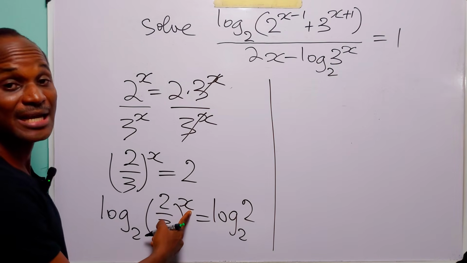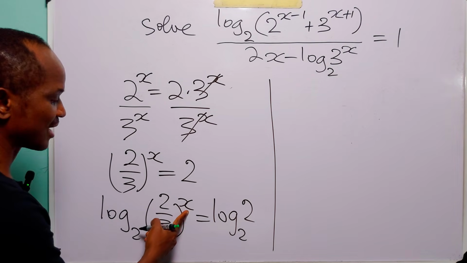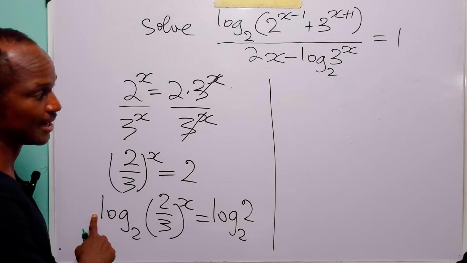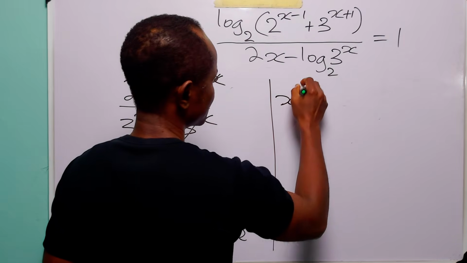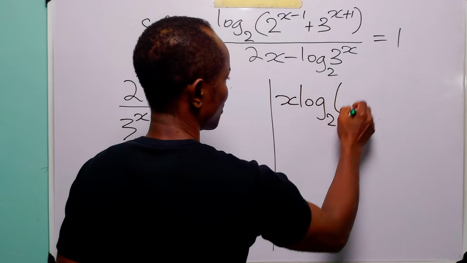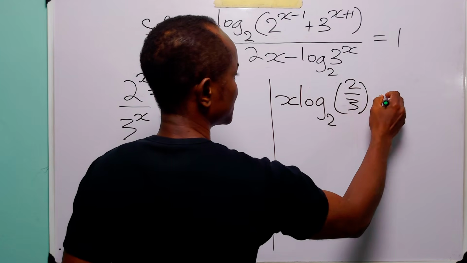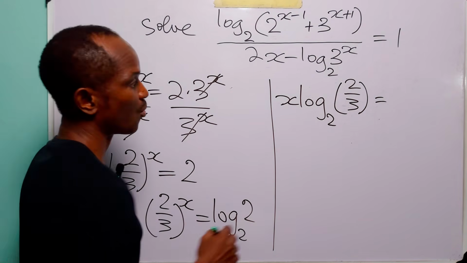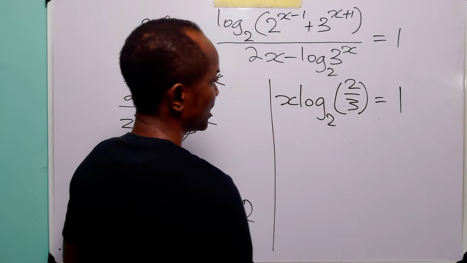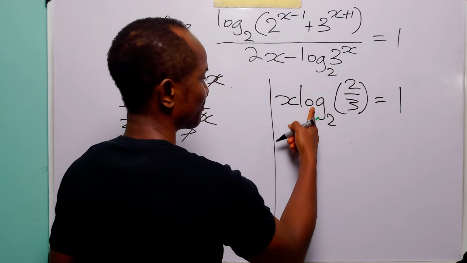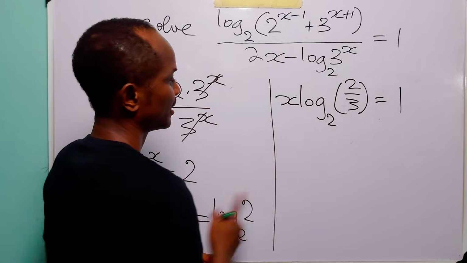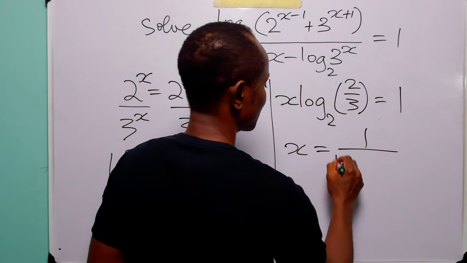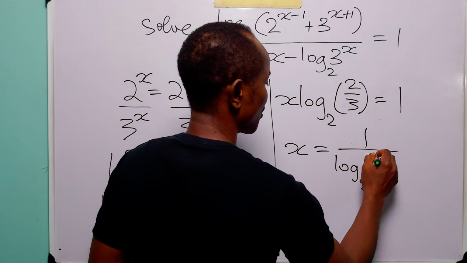Now here we must apply the power rule of logarithms. That is, we bring down this exponent x to the front of the equation to become a multiplier. When we do that, we have that x times log to base 2 of 2 over 3 is equal to, now remember that log to base 2 of 2 is equal to 1. So this is equal to 1. Next, we divide both sides of this equation by log to base 2 of 2 over 3. And when we do that, we have that x is equal to 1 over log to base 2 of 2 over 3.